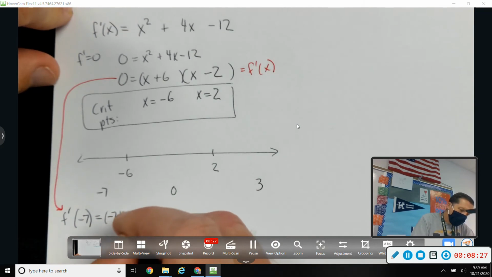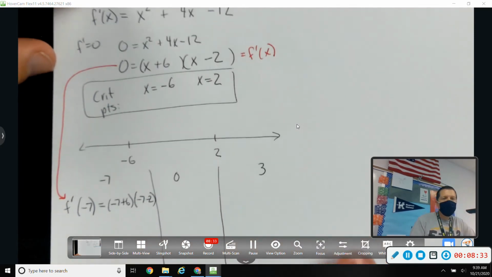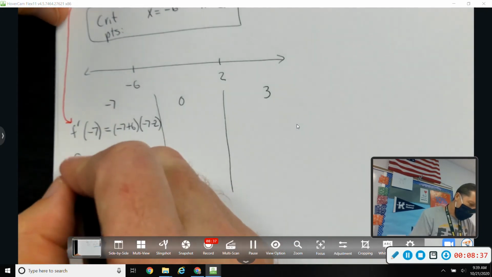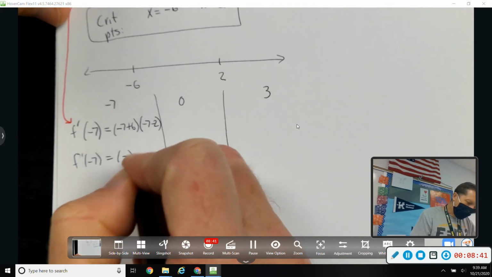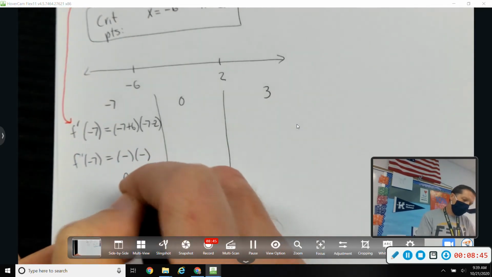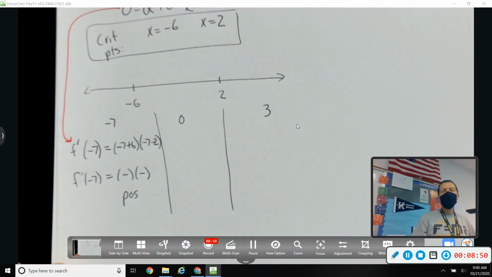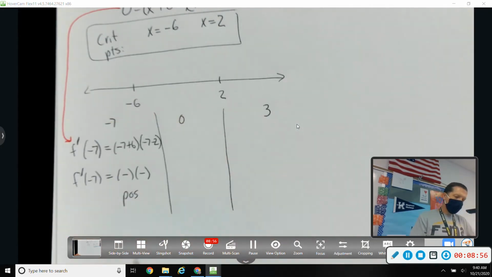So -7 plus 6, -7 minus 2. And all I really care about is if it's positive or negative. So I've got a negative number times a negative number. That makes a positive number. So f prime at -7 is positive.